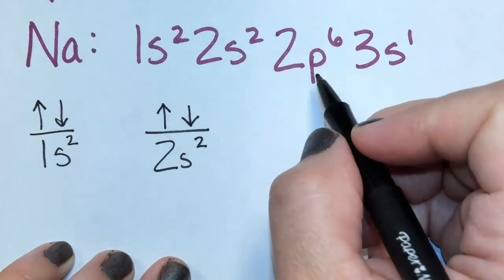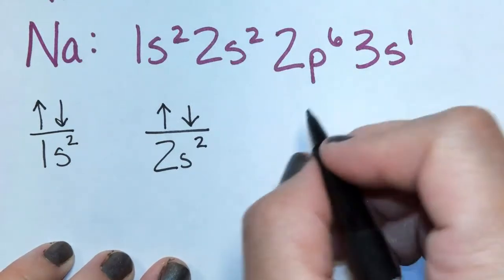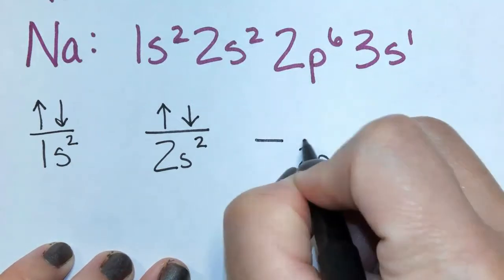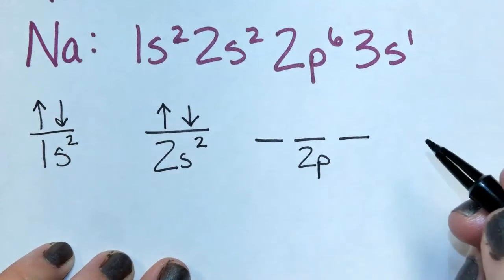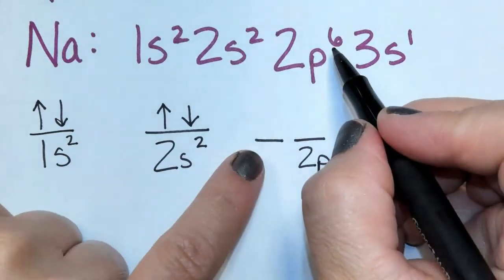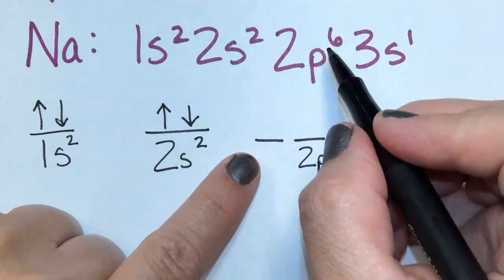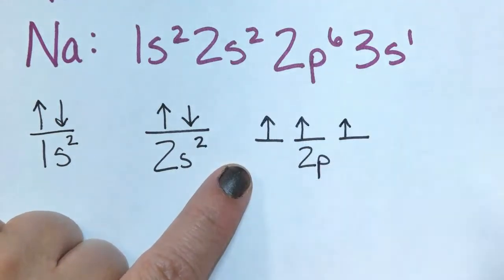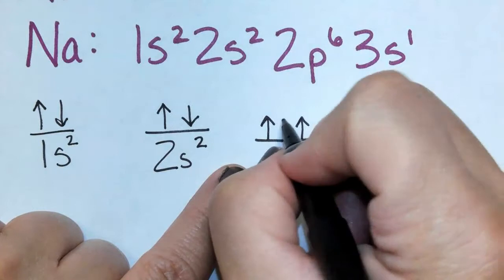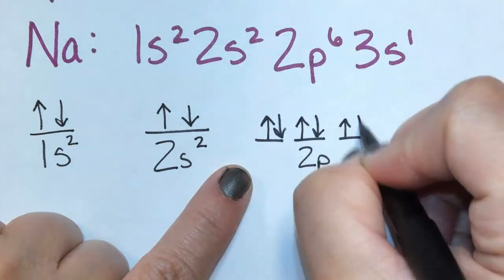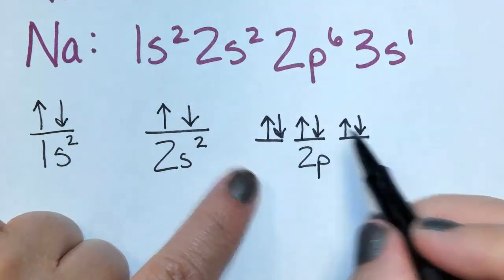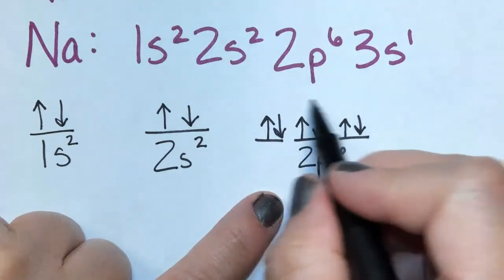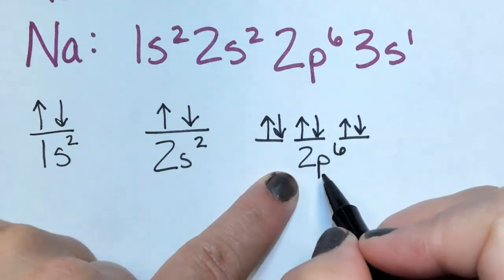Now the p sublevel can have three orbitals. So when we write 2p, we're going to give it 1, 2, 3 orbitals, and then we're going to have 6 electrons, but when we place electrons, we're going to do up, up, up, and then come back and pair them off. Down, down, down. Up arrows first, down arrows second. That's going to be 6 total electrons in this entire sublevel.